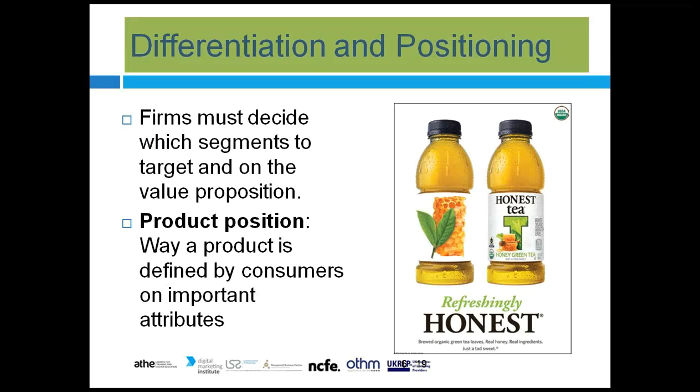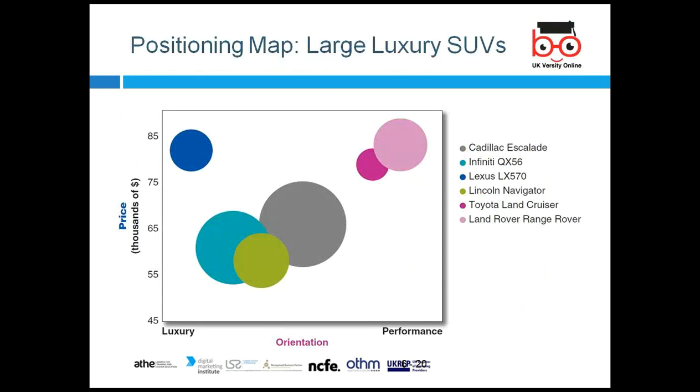So, differentiation and positioning. A firm must decide which segment to target and the value proposition. What value proposition will you use? For example, refreshing, honest. For this drink or this tea, we need to look at the product position, the way the product is defined by the consumer: oh, this is a nice product, this will help you protect your hair, or various other things. So we need to look at the positioning map, so we can position our product on it.